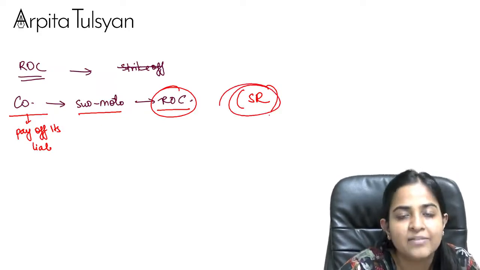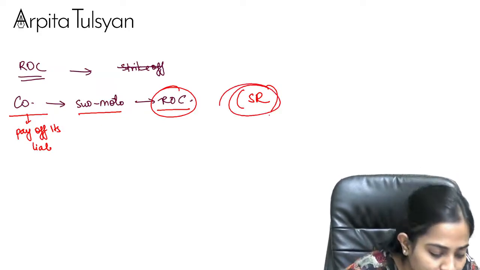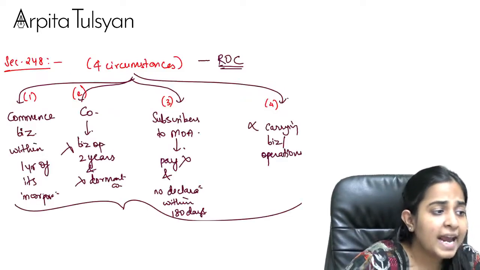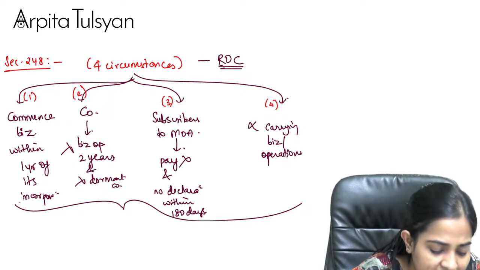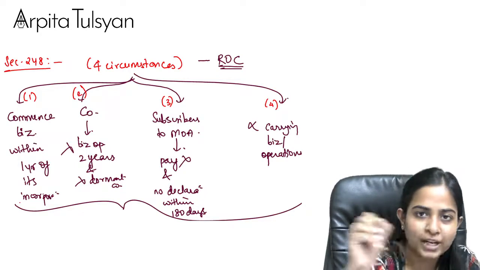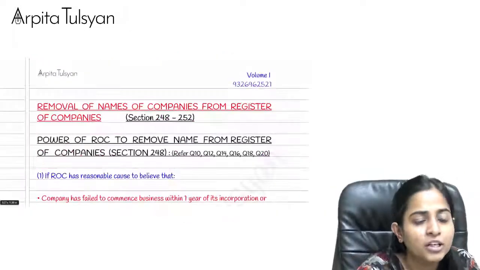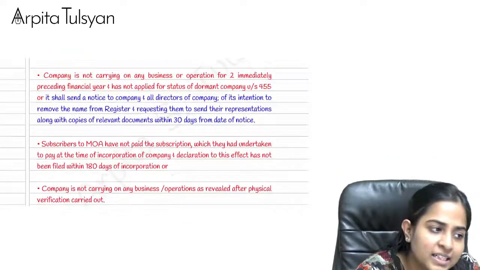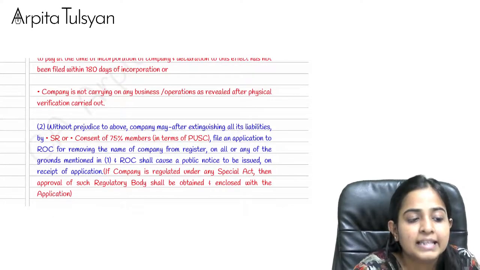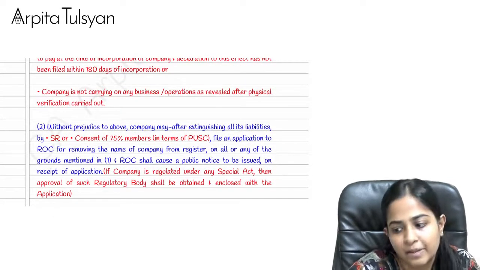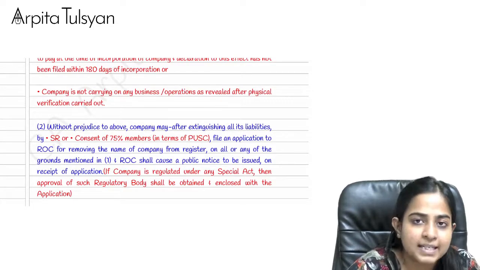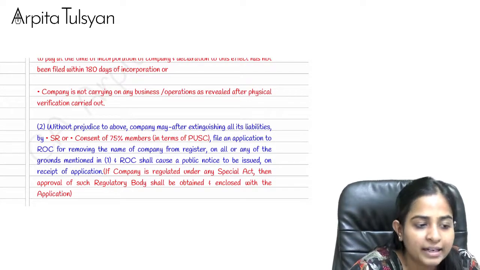Means the company will have to pass a special resolution of its members, and then it can go and make an application to the ROC that, sir, any of these 4 circumstances exist, and we would request you to strike off our name from the register of the companies. So either the ROC can remove, or if any of these pointers exist, then even you can go and make an application after passing SR that please remove our name.